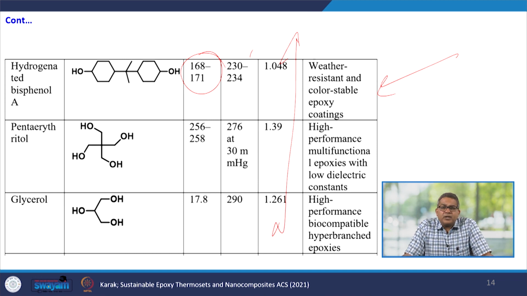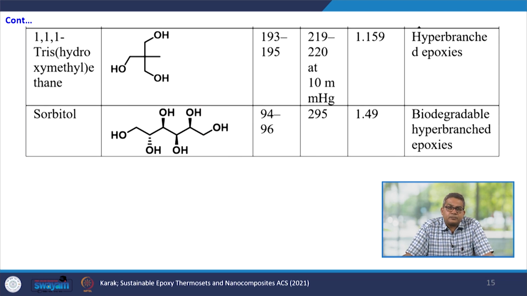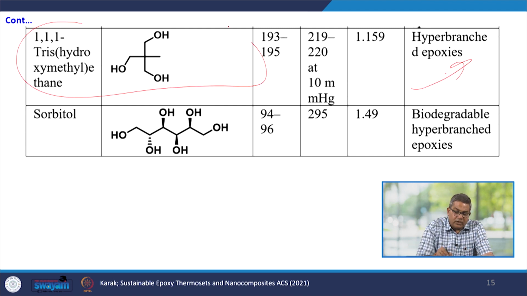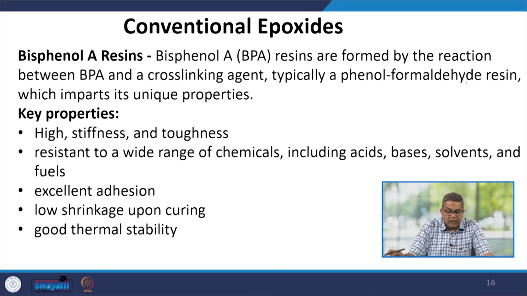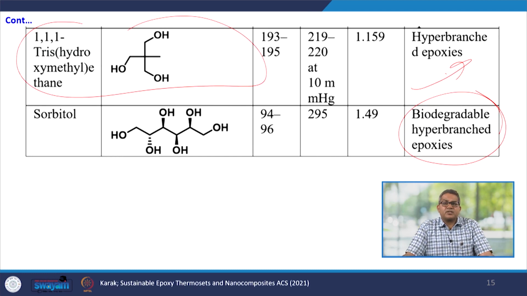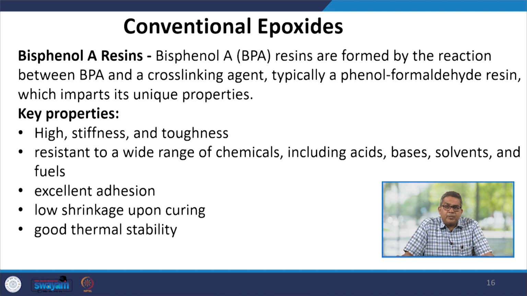Then if we look at glycerol, it is again very common. If we are looking at the cost aspect, then glycerol has a prominent place. They are high performance biocompatible hyperbranched epoxies. Apart from this, some of the more synthesized epoxies, if we are looking for hyperbranched epoxies, then they offer a very good thing. Then sorbitol, they are biodegradable hyperbranched epoxies. So these are some of the epoxies which we have enlisted, apart from their molecular weight, density and all the applications.